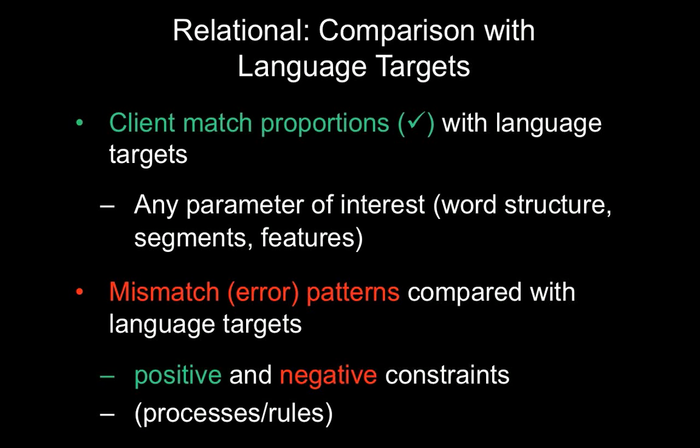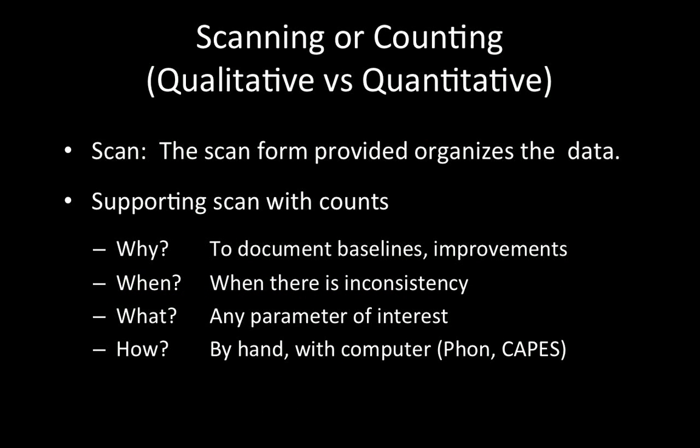So we look at their match proportions with language targets on any parameter of interest. How do they match the word structures, the segments, the features? And then we would like to know what kind of mismatch or error patterns they have compared with the language targets. And how does that fit with positive things and negative constraints? And some people are comfortable with using processes or rules, and they might want to describe things that way as well. So should we just look at the data in a qualitative way, or should we count things?